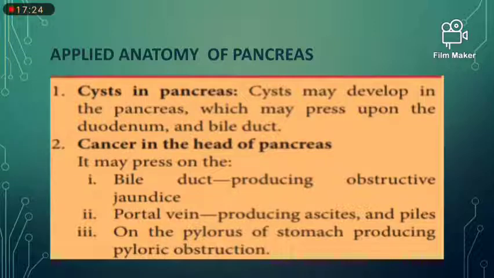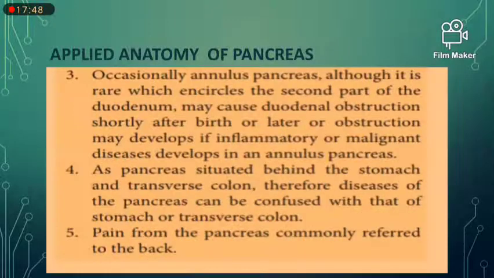Now other applied anatomies are cyst of pancreas. A cyst may develop in the pancreas which may press upon the duodenum and bile duct. Cancer in the head of the pancreas may press on the bile duct producing obstructive jaundice, on the portal vein producing ascites, and on the pylorus of the stomach producing pyloric obstruction.